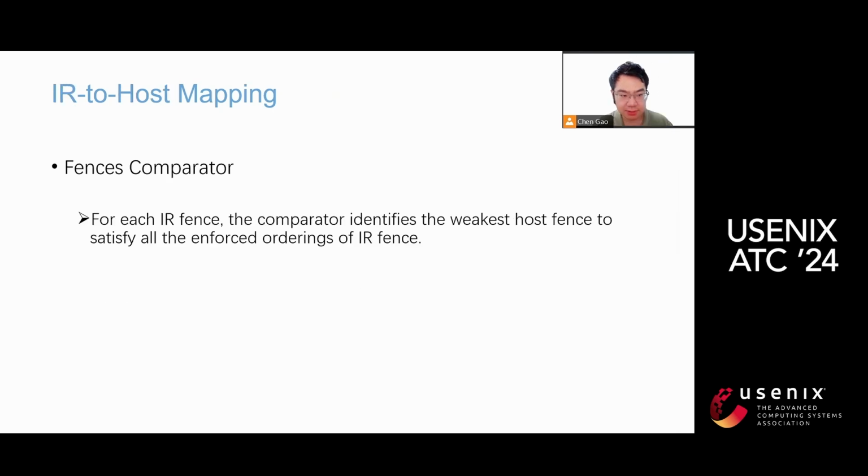In the mapping process from IR to the host, directly mapping an IR fence to the corresponding host fence is sufficient. The IR to host fence mapping scheme can be generated by the fence comparator by analyzing the specification tables of both IR and host fences. For each IR fence, the comparator finds the weakest host fence to satisfy all the enforced orderings of the IR fence.